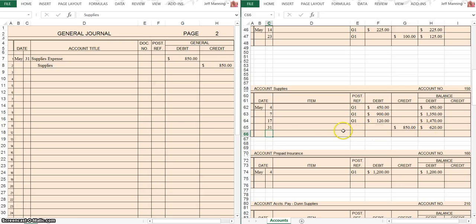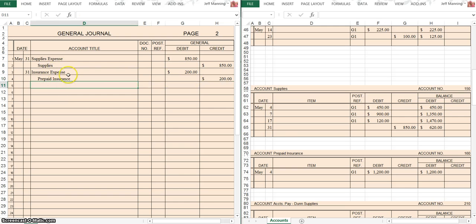All right, I am now ready to go ahead and do my second adjustment. So I go back over to my general journal. I record the 31st again. This time my debited account was insurance expense for $200. And my account that is credited is prepaid insurance, also for $200.